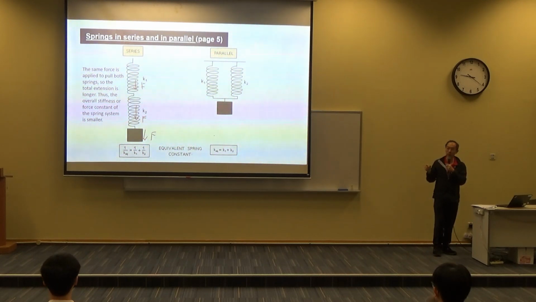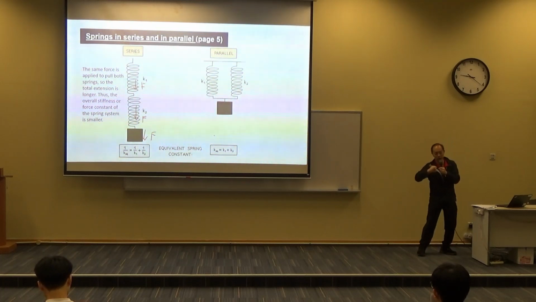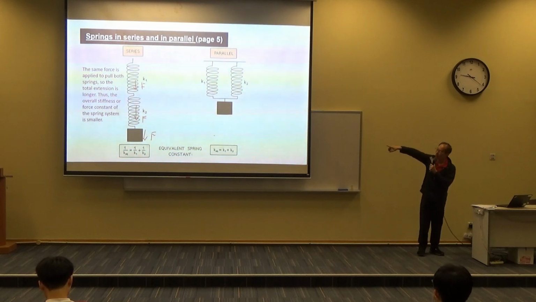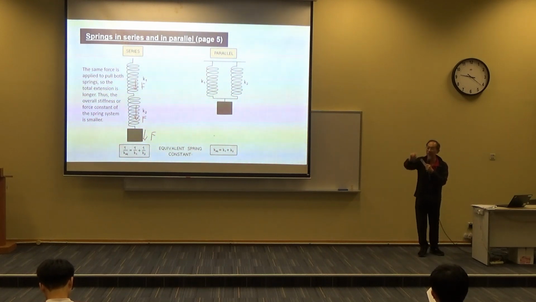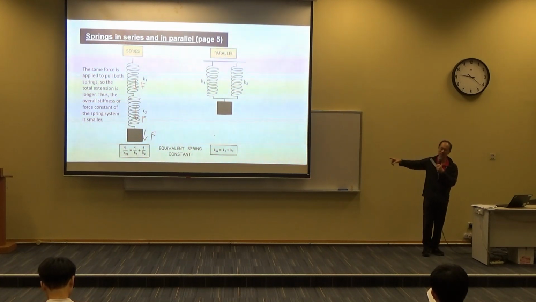Remember, spring constant measures the stiffness of the spring. So when the spring constant is very high, it means you need a lot of force to stretch it. If you look at when I connect them in series, you realize I can create a longer extension because each spring extends by a little bit, so I add up, and the total extension is larger.